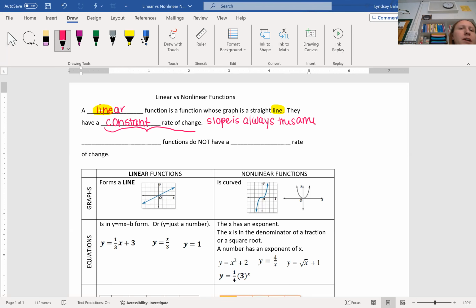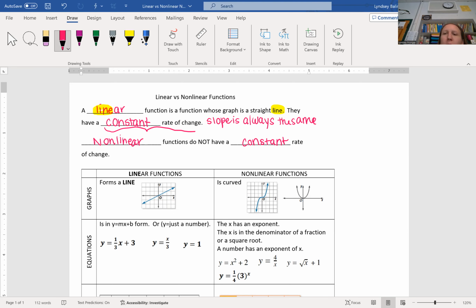Okay. Nonlinear functions do not have a constant rate of change. If you look at different parts of the graph, the little pieces, the slopes between those pieces are going to constantly be changing, which is what causes it to not be a line. So linear is a line, has a constant rate of change, slope is always the same. And then nonlinear functions do not have a constant rate of change.